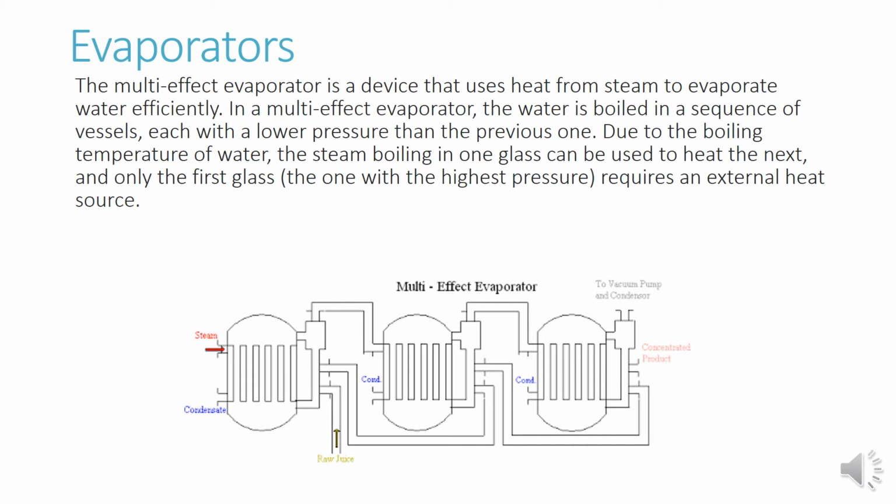Evaporators. The multi-effect evaporator is a device that uses heat from steam to evaporate water efficiently. In a multi-effect evaporator, the water is boiled in a sequence of vessels, each with a lower pressure than the previous one. Due to the lower boiling temperature of water at lower pressure, the steam boiling in one vessel can be used to heat the next, and only the first vessel requires an external heat source.